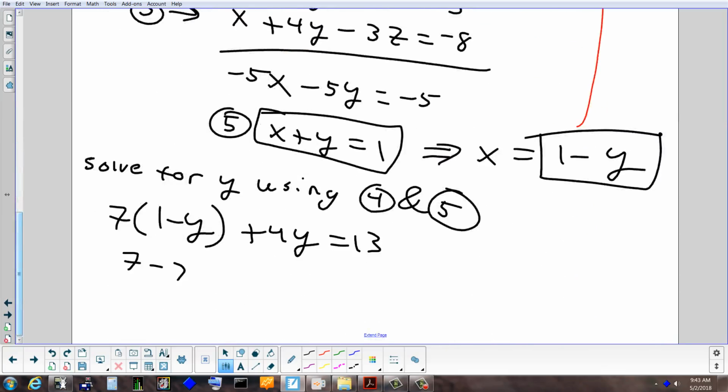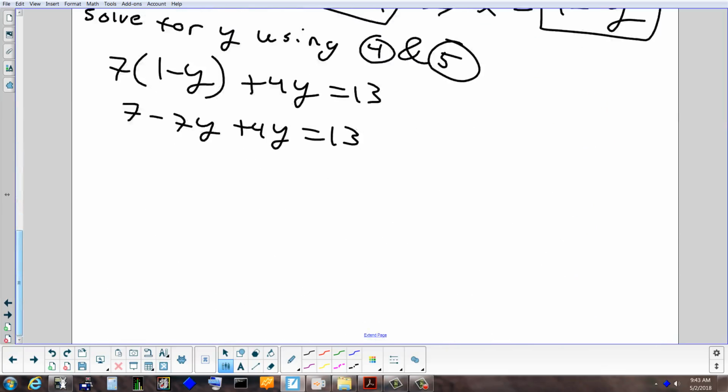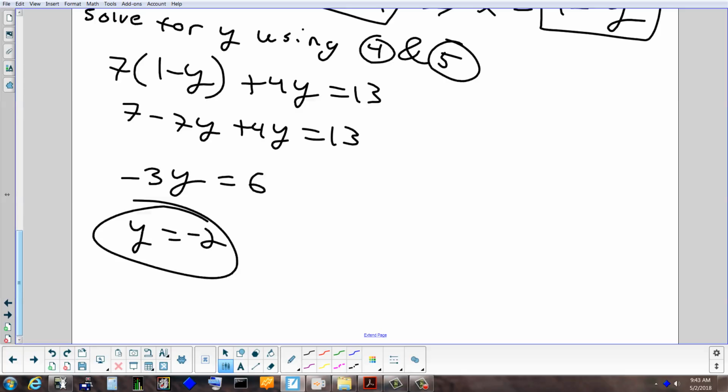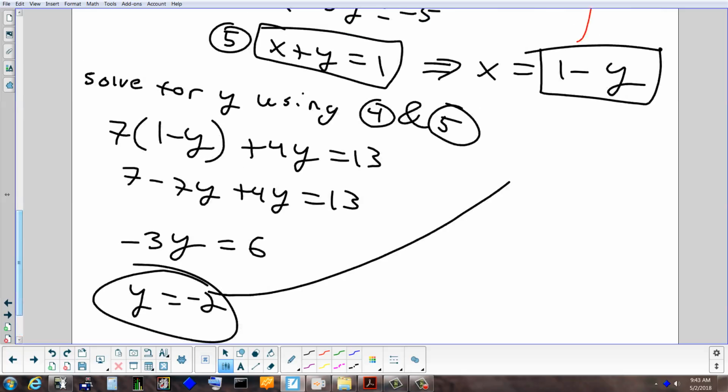So that gives me 7 minus 7y plus 4y equals 13. Let's just combine the like terms. Negative 7y plus 4y is negative 3y. I'm going to bring the 7 to the other side by subtracting it, and I get 6. So y is negative 2. Okay, so now we've got our first letter. We've got y. Now, plug in y into that box, and that'll tell me what other letter.